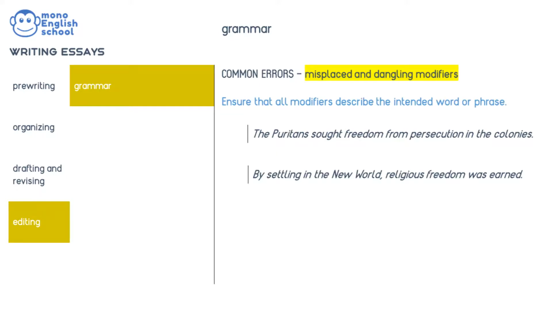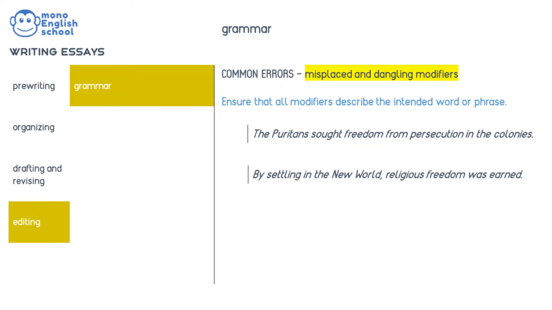A further common error concerns modifier use. A modifier describes another word or phrase, but sometimes modifiers are misplaced, meaning that they seem to modify a different word or phrase than intended. Or, modifiers could be dangling, meaning that there is no appropriate word or phrase in the text for them to modify.